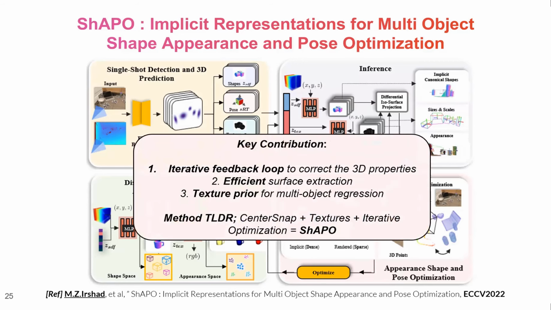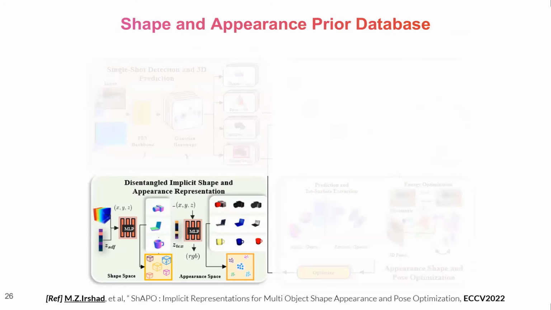So a key contribution, again, is an iterative feedback loop to correct the 3D shape predictions for an end-to-end neural network. We have an efficient shape extraction method. And finally, we also introduce a texture prior in this multi-object regression task. So let's dive into a couple of parts which are the most interesting about this architecture.